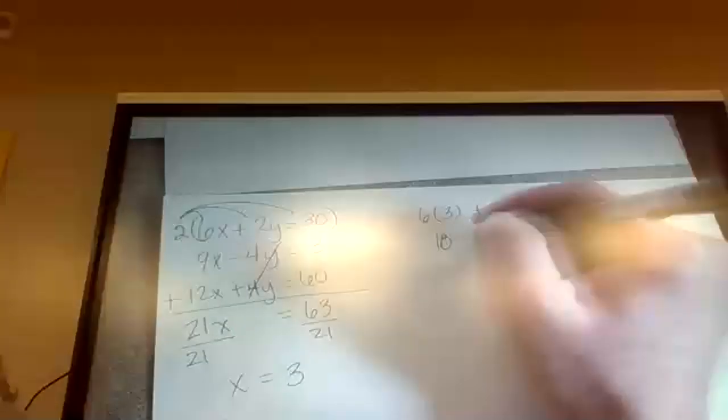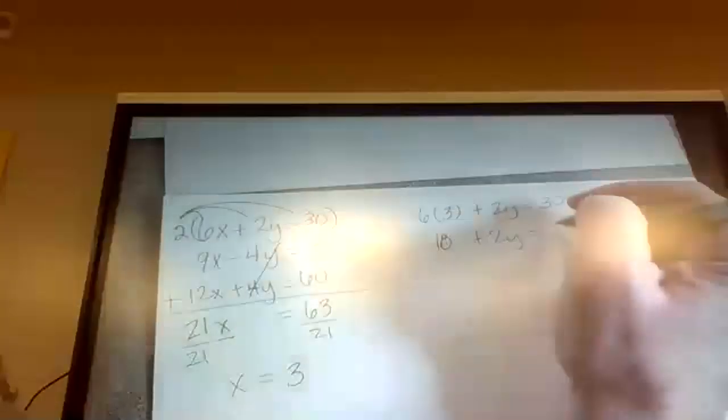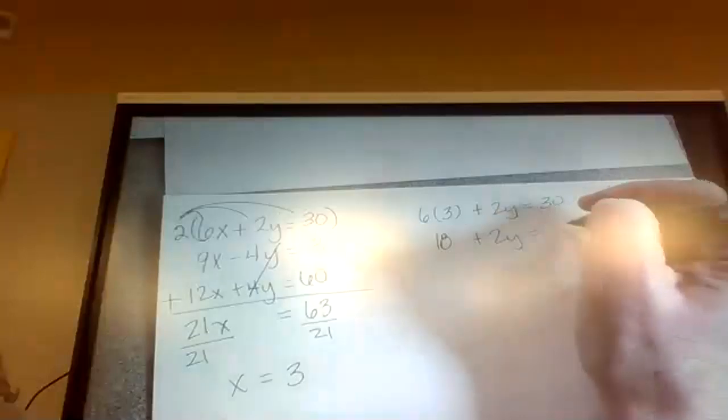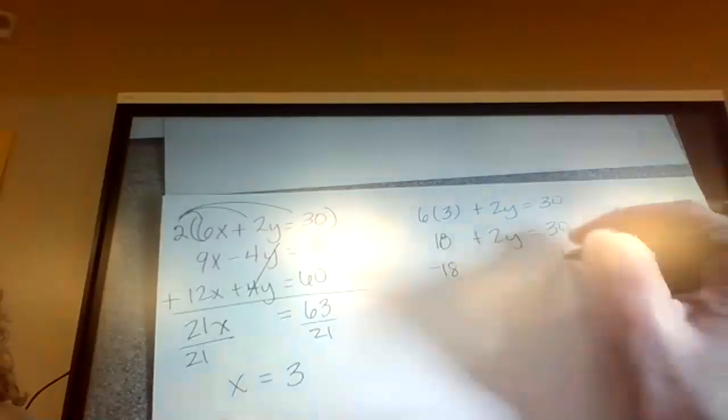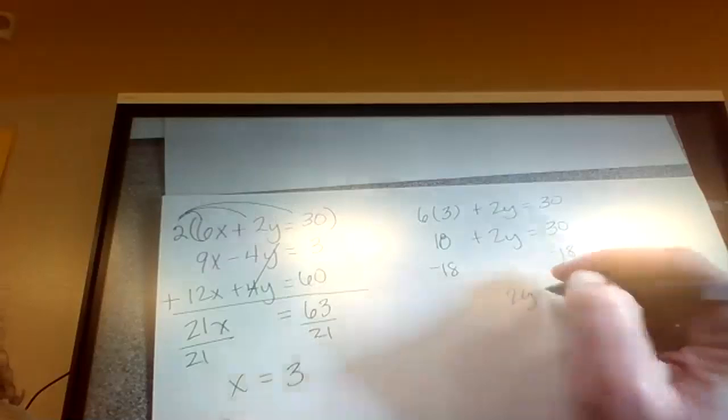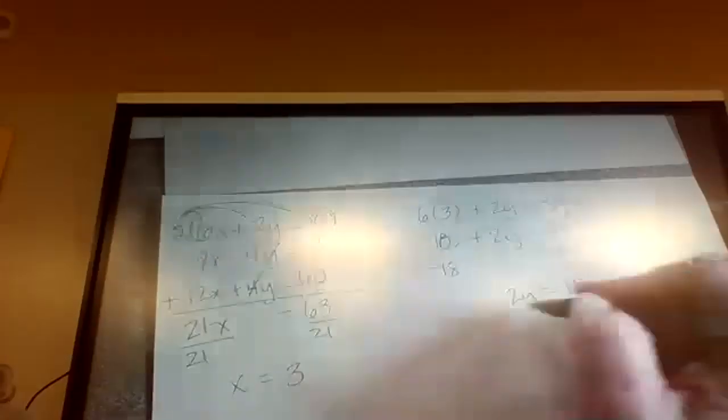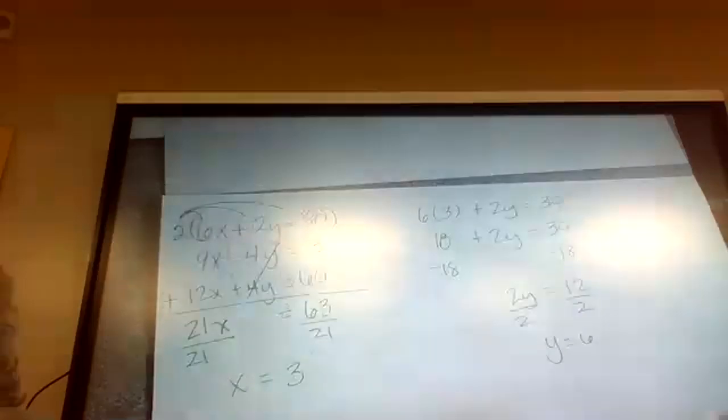These minus 18. So 2y equals 12. Divide by 2, divide by 2 to 6. So my answer is 3, comma 6.